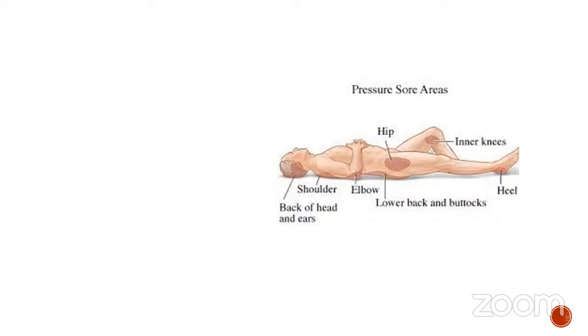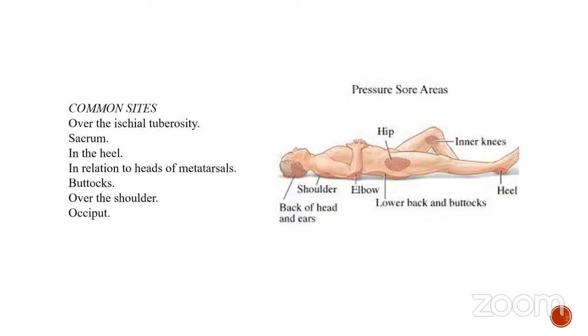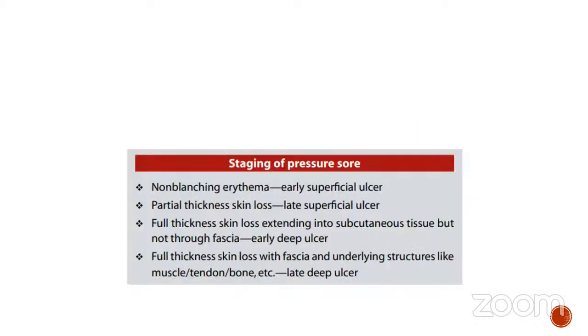So all these factors will contribute, and that will lead to a death of tissue. Common sites are over the ischial tuberosity, sacrum, heel, then in relation to head of metatarsal, buttocks, over the shoulder, and occiput. These are the most common locations where decubitus ulcer can be seen.